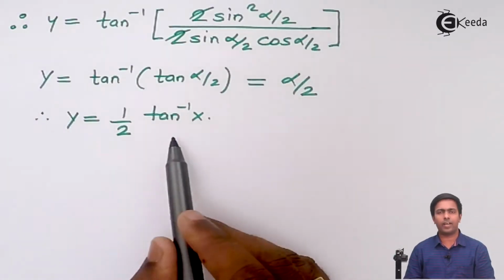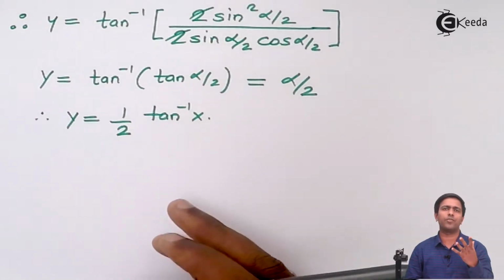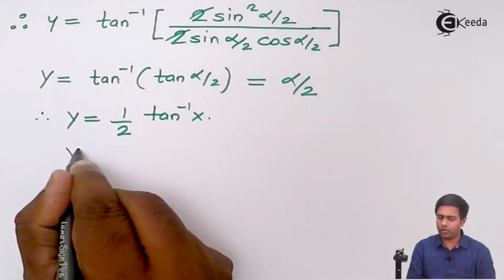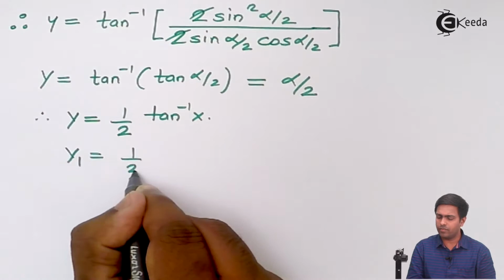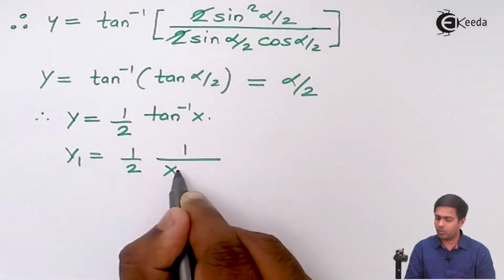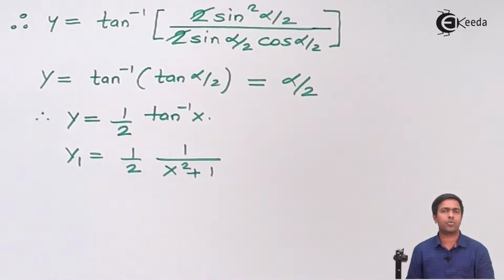But guys, if you observe again, we got an inverse function, and for an inverse function we do not have any standard formula to find the nth derivative. That is why we'll find the nth derivative by another approach: we'll find the first derivative, then see the second and third derivatives, and then we can try to find the nth derivative. So if I find the first derivative, then y1 is half, 1 upon x square plus 1, or 1 plus x square.